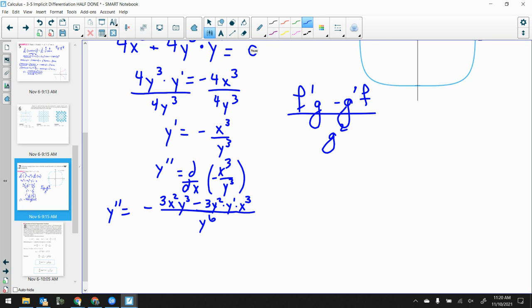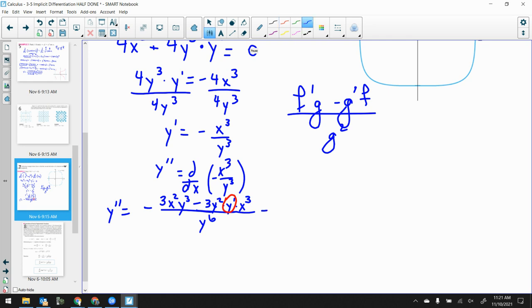Now, be careful here. I was just thinking, oh, I'm done. But I'm not really done, because I misread this. I had to look at my paper because I misread this. Is that a y to the first? No, that's y prime, right? That's y prime. And you cannot leave a y prime within y double prime. It has to just be implicitly defined. But what is y prime? Negative x cubed over y cubed, right?